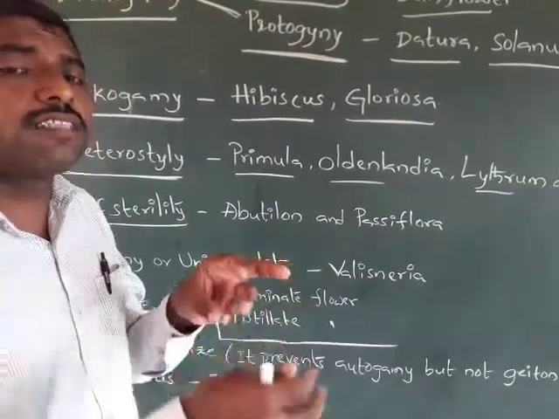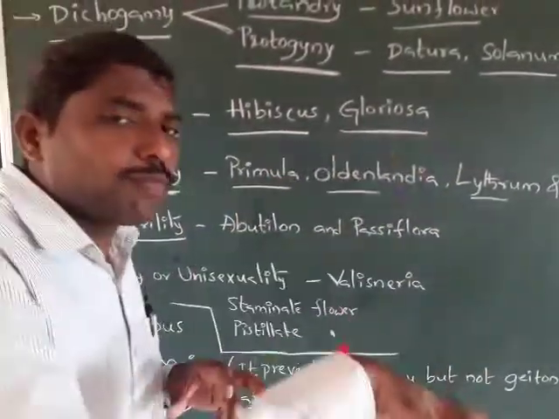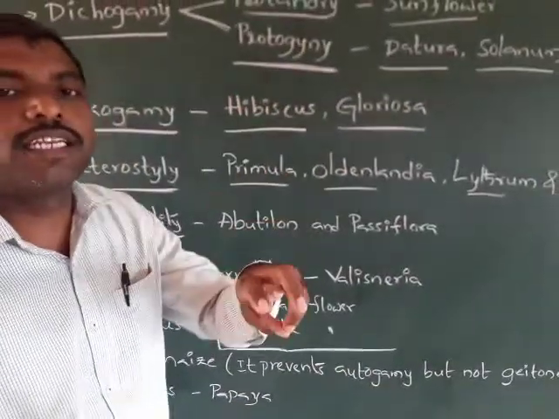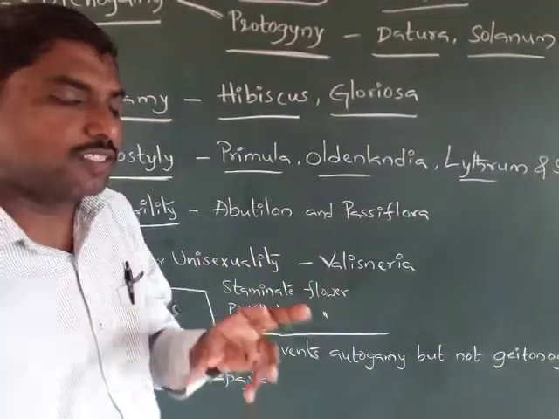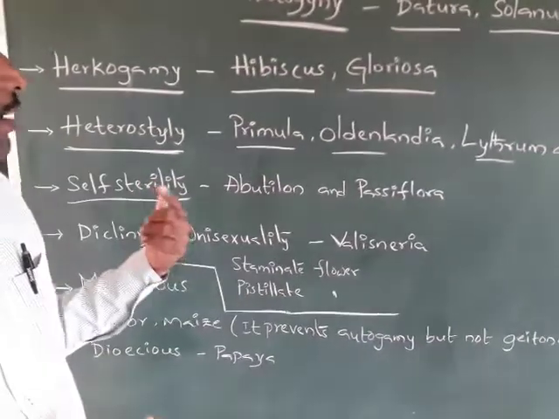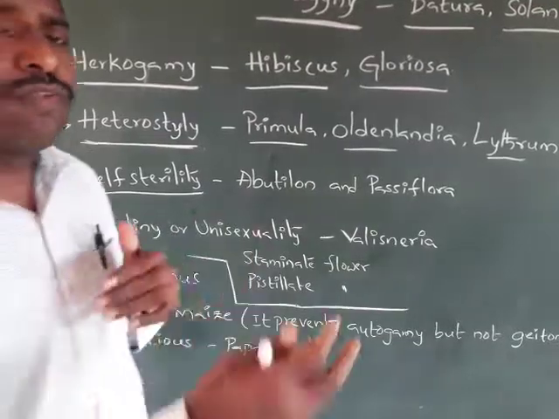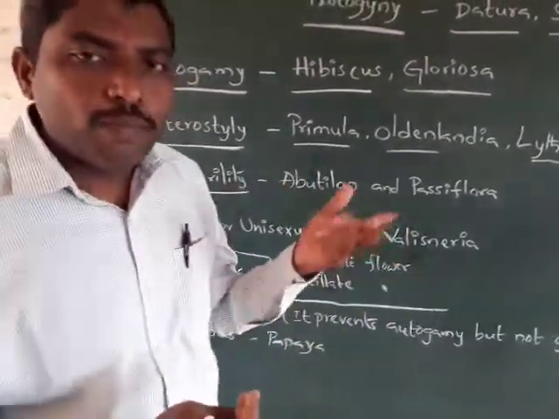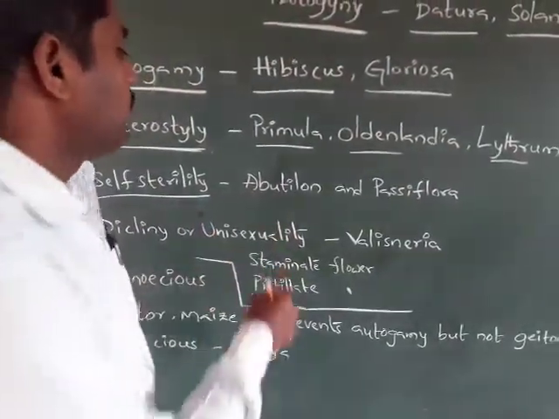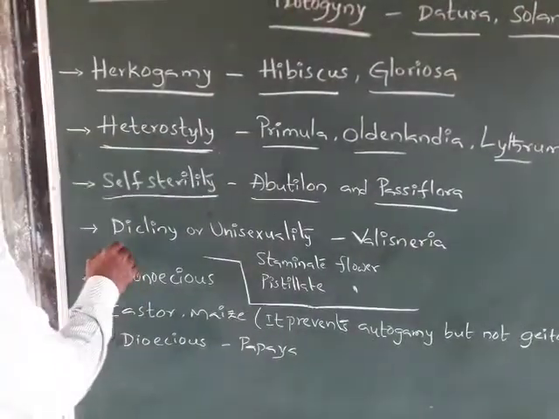These pollen grains, when transferred to another flower of the same plant, will germinate and participate in the pollination process. This is a genetical mechanism present in some species to prevent self pollination, which means it encourages cross pollination. Examples are Abutilon and Passiflora.